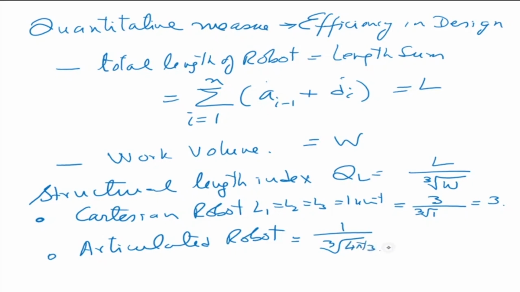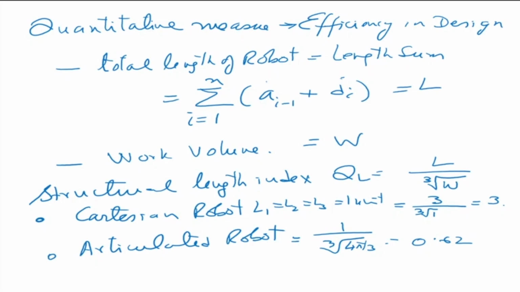Okay. So what we are seeing in the case of an articulated robot is that it could have a lower index, and in the case of the articulated robot, it is 0.62. Okay. So this basically shows us that in terms of design of a manipulator, the Cartesian robot can carry a lot of weight, which is good in terms of load carrying capacity. But in terms of the manipulator design itself, the structural length index is very small.